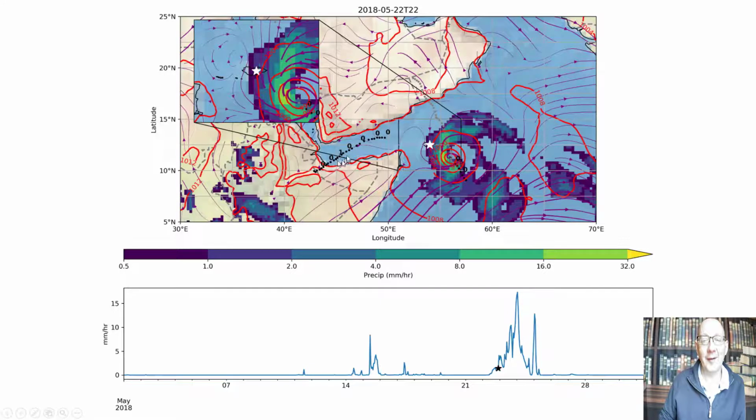So Cat 1s are the sort of weakest tropical cyclones. Cat 0 are tropical storms. So this was largely a tropical storm, deepened a bit here to form a tropical cyclone, and then travels through.